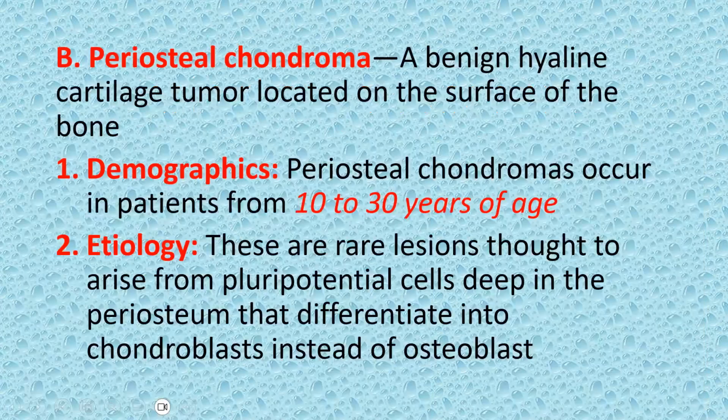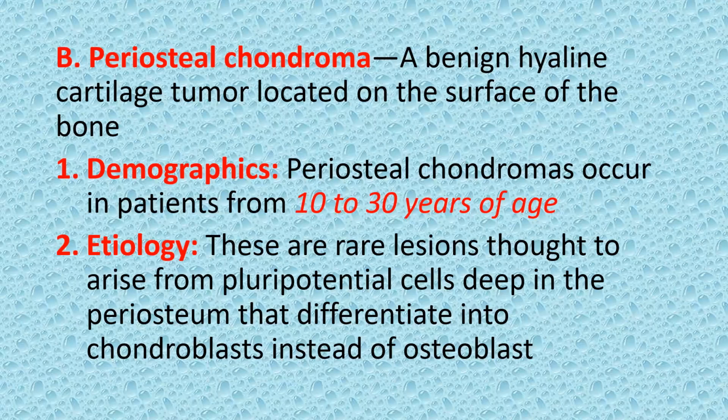Periosteal chondroma is a benign hyaline cartilage tumor located on the surface of bone. Periosteal chondromas occur in patients from 10 to 30 years of age. The etiology, these are rare lesions thought to arise from pluripotential cells deep in the periosteum that differentiate into chondroblasts instead of osteoblasts. I'll tell you, this is also involved when we differentiate between a parosteal osteosarcoma and a periosteal osteosarcoma. When I come to them, we will talk about it.